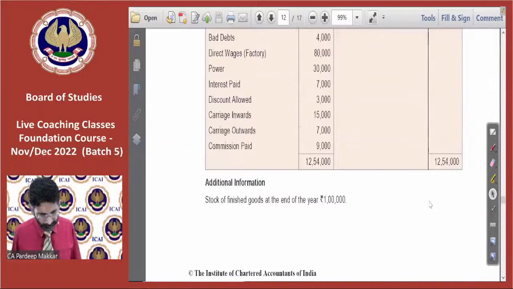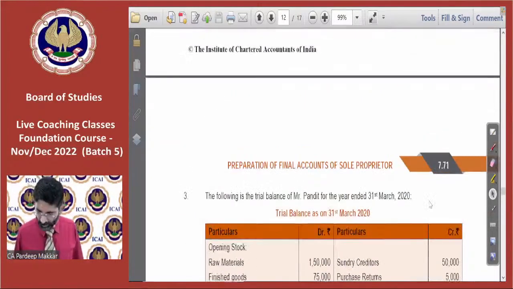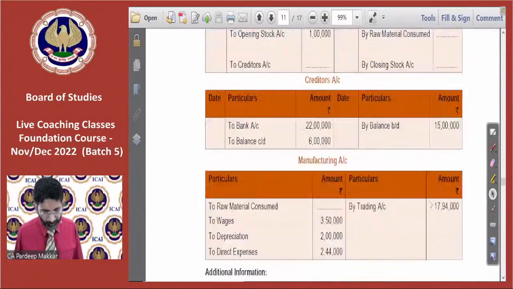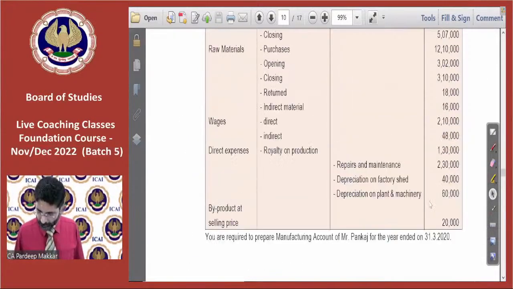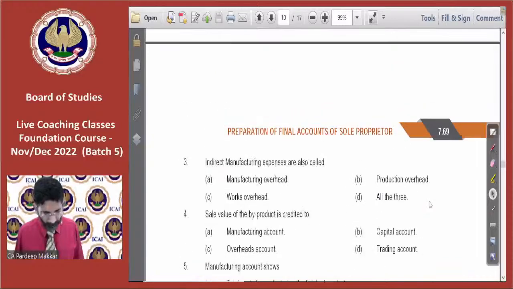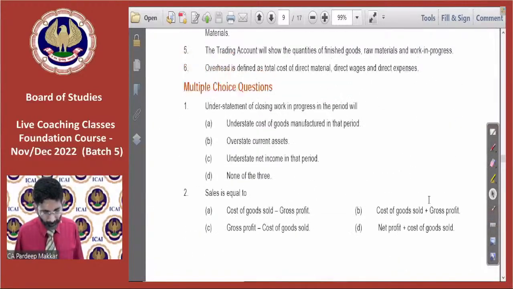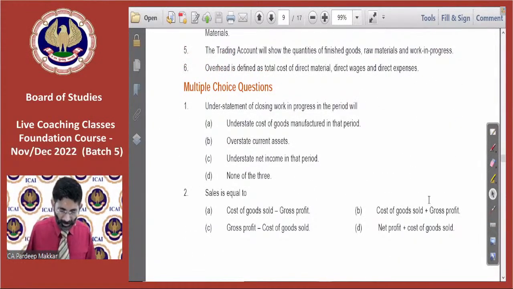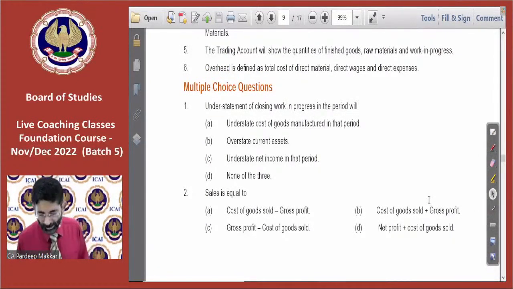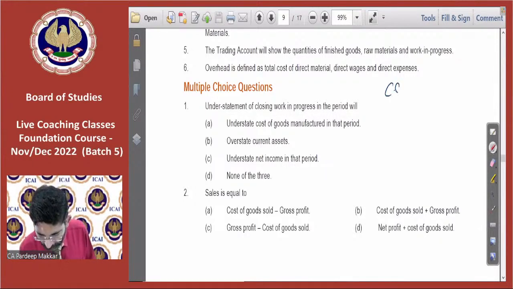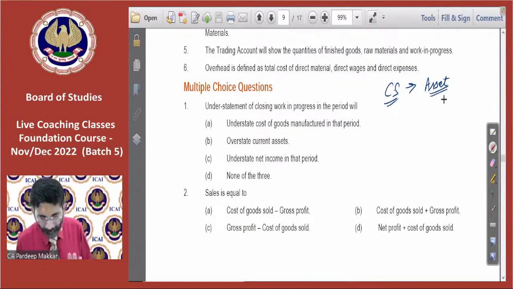Okay. Let's see. A query is raised by someone. Ziba Mukhtar. Understatement of closing stock work in progress in the period will, what will happen? Let it be very much clear. What is your closing stock? What is your closing stock? Your closing stock is basically your asset. Let it be very much clear.